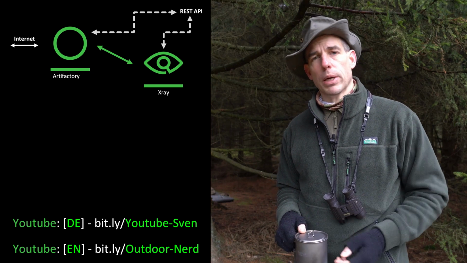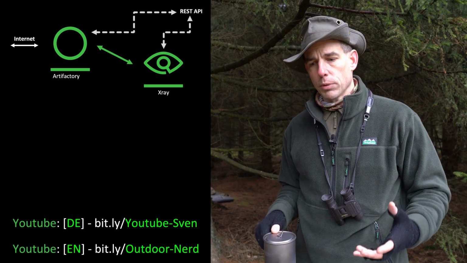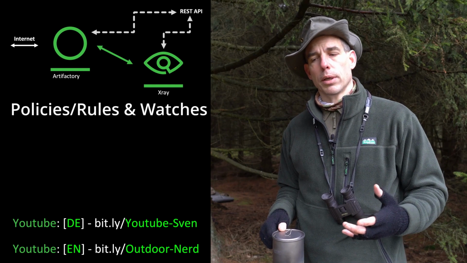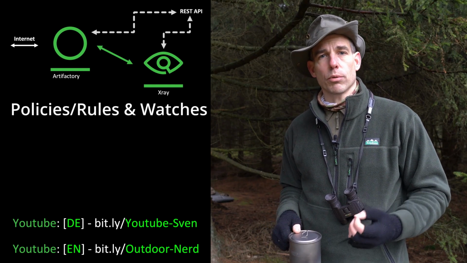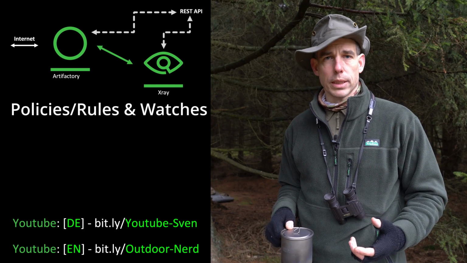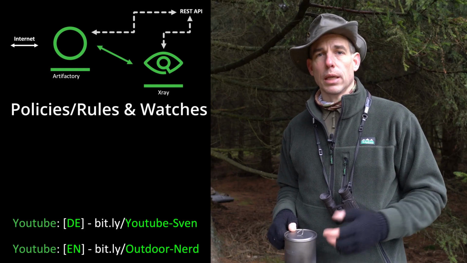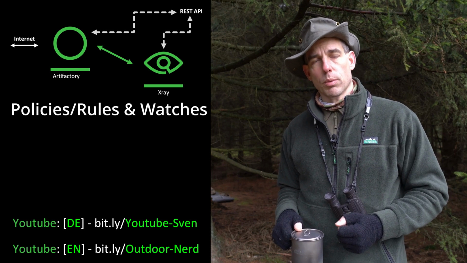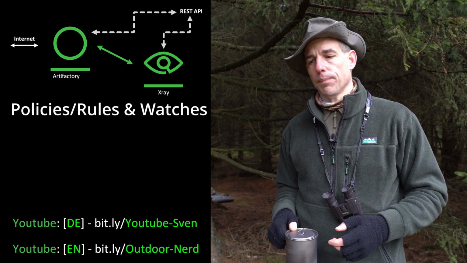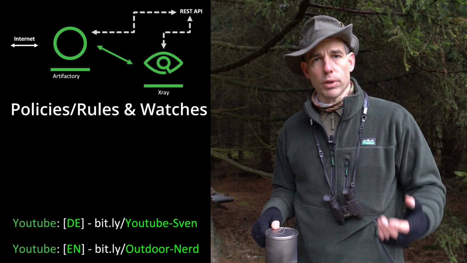We have 3 ways to check for vulnerabilities. The most detailed one is that you go to the web UI and create policies and rules to define what you want to detect and what you want to do if you find something, and then you connect watches to this one. Then you have full detailed information or a report on what's going on.